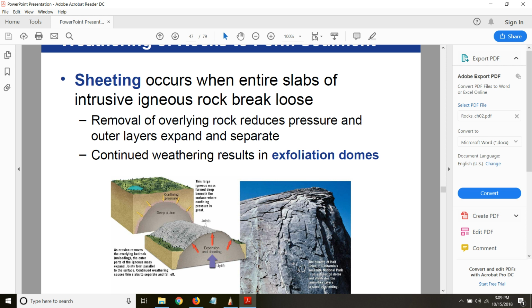And this is what it will look like. You can see these cracks and these layers, like an onion layer. It will start to peel off from the surface. So this is another kind of weathering called sheeting.